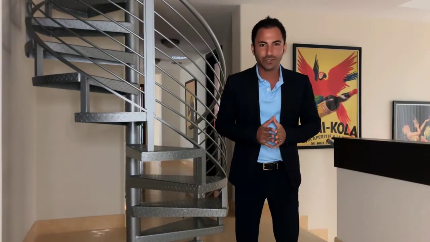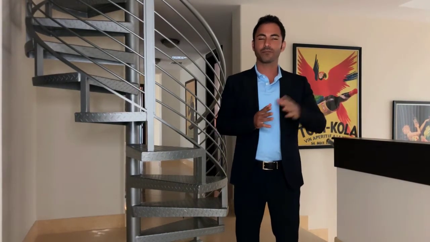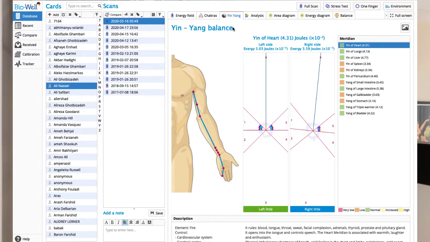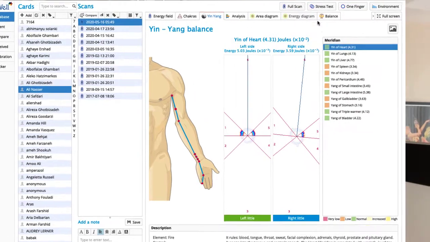So in the last training video, we talked about the chakra tab. Now I'm going to put our focus on the Yin Yang tab. So the Yin Yang is going to display our meridian energy system within our body.